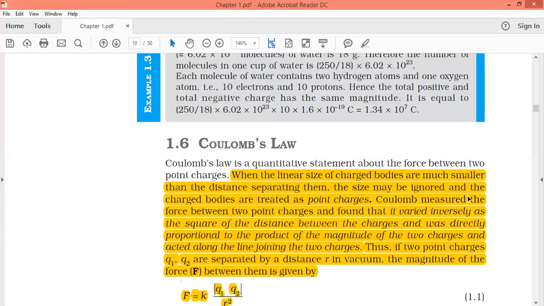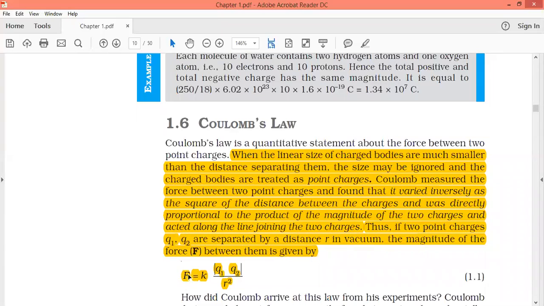So Coulomb measured the force between two point charges and found that it varies inversely as the square of the distance between the charges and is directly proportional to the product of the magnitudes of the two charges, and acts along the line joining the two charges. This is the definition of Coulomb's law. You should learn it by heart. The force will be directly proportional to the product of the charges.